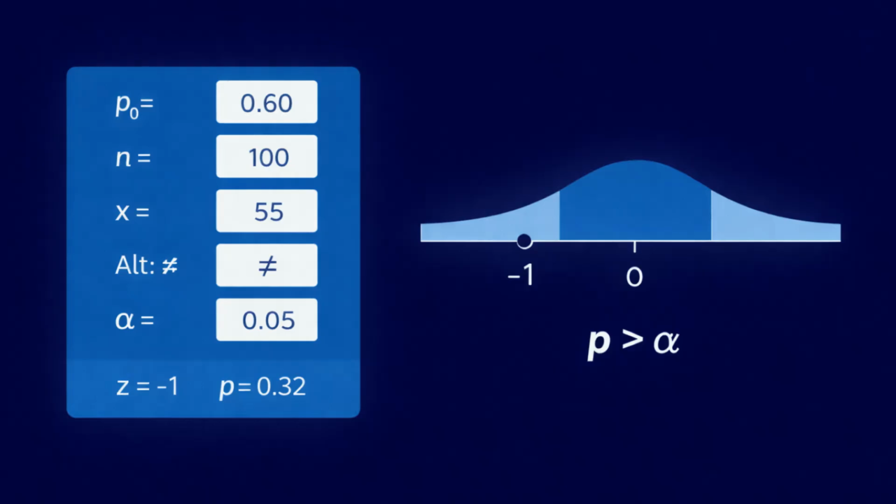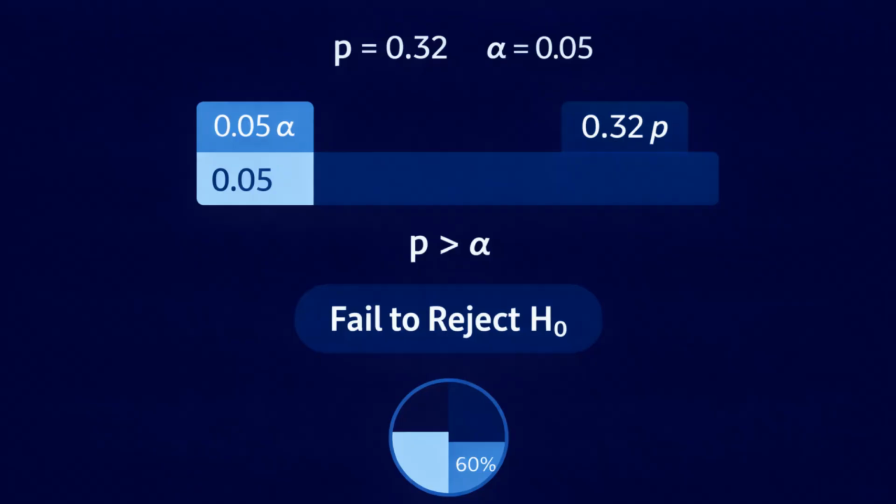Suppose the software reports a z-test statistic of -1, and a p-value of 0.32. Because 0.32 is greater than 0.05, we fail to reject the null hypothesis. We conclude that there is insufficient evidence that the true proportion of satisfied customers differs from 60%. The wording matches the two-sided alternative.